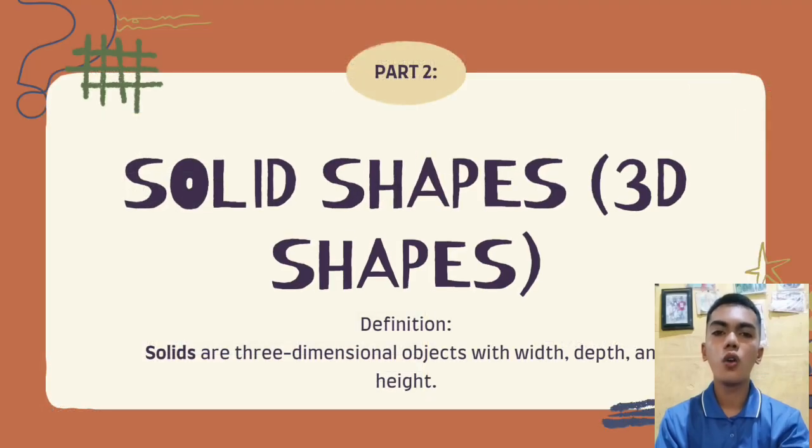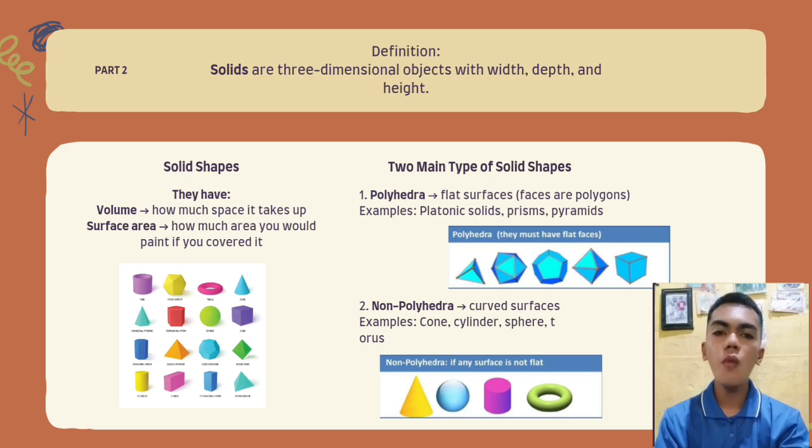Solid shapes, or what we call 3D shapes. Now let's move from flat shapes to solids. These are 3-dimensional shapes, meaning you have length, width, and height. Solids have volume, how much space they occupy. And surface area, the total area of all surfaces. Imagine how much paint you need to cover it.